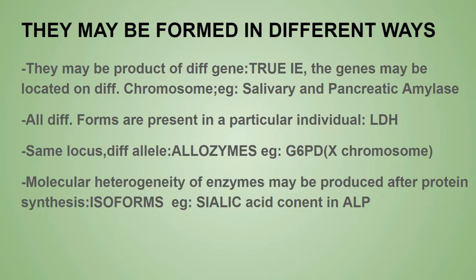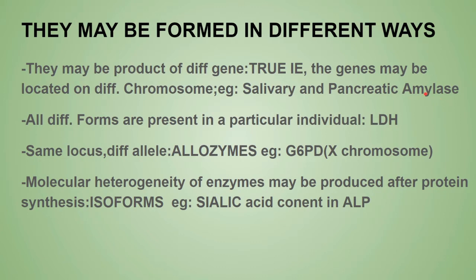Now the isoenzymes may be formed in different ways. First of all, the true isoenzyme. The true isoenzyme is the product of a different gene, and they may be located on a different locus in the chromosome. So a different gene may be located in a different locus in the chromosome. For example, salivary and pancreatic amylase. As you all know, the function of this particular amylase is the same, right? But because of a different location, they form the isoenzymes.